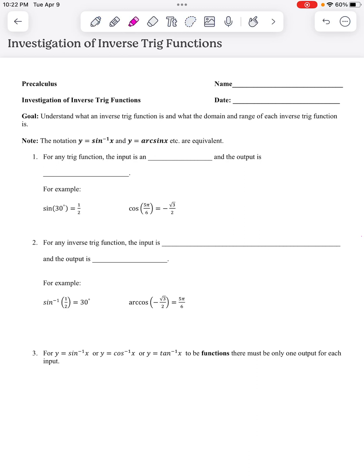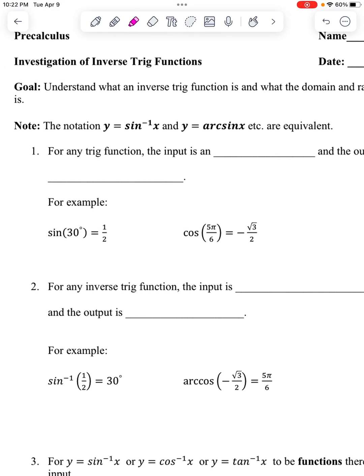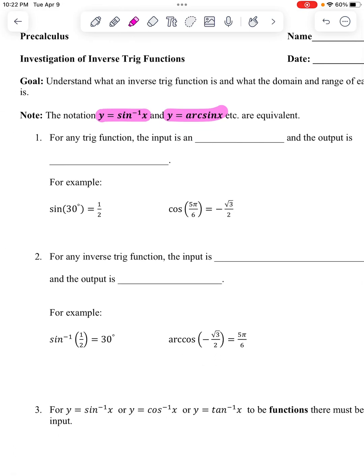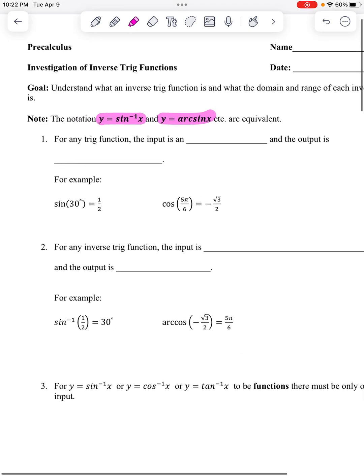All right, y'all. So the purpose of today's lesson slash this little activity is to understand what an inverse trig function is and what the domain and range of each inverse trig function is. So before we even start anything big, just notation, inverse sine written like this and arc sine mean exactly the same thing. Same thing with inverse cosine, arc cosine, inverse tan, arc tan.